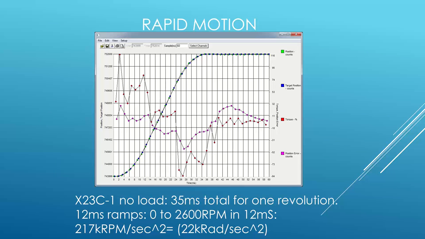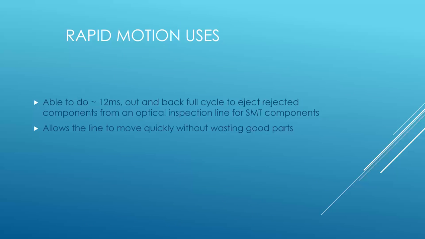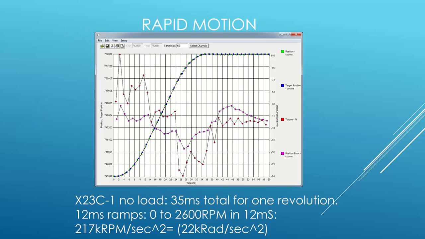Rapid motion. Here's the 23XC-1 doing a single revolution in 35 milliseconds, stop to stop. That's ramping up to 2600 RPM in 12 milliseconds, doing about 12 milliseconds of slew and 12 milliseconds to stop to within a few counts. So it settles very quickly.